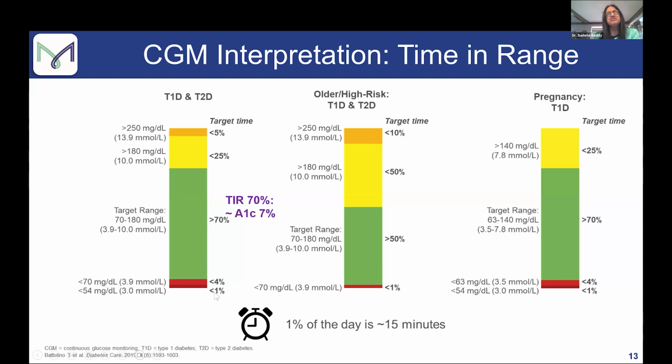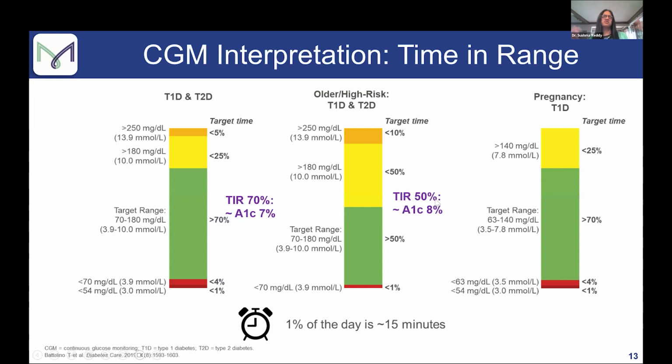Now, what about older patients or patients who have limited lifespan or a lot of comorbidities? What do we want to use for that A1C? Well, typically we say around 8 is okay for them, 8 or less, because we're not looking for tight control in that age group because they have comorbidities or a limited lifespan. And that correlates with the time in target range of 50%. So an A1C of 8 is a time in target range of 70 to 180 of 50%.